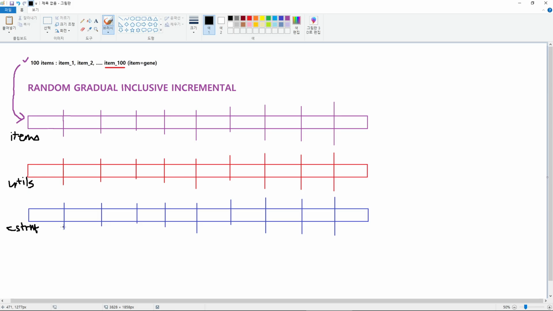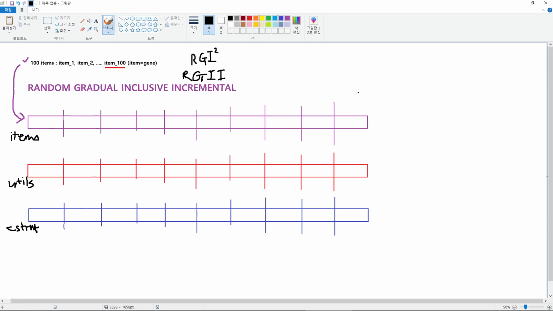Okay, so what do I mean then? I'll start from explaining the first word. What do I mean by random? Well, here's how the experiment goes. For random, gradual, inclusive, incremental, R, G, I, maybe RGI squared.